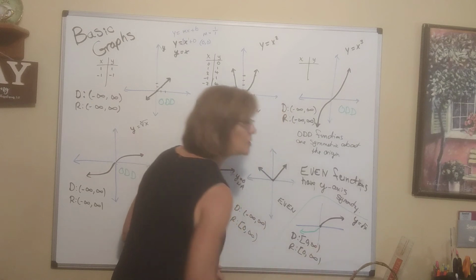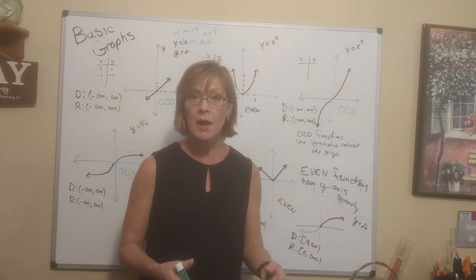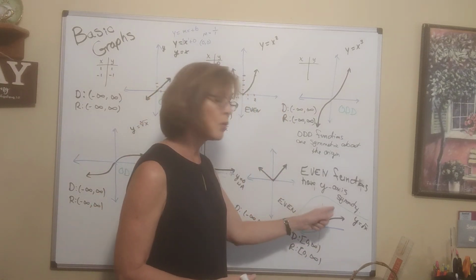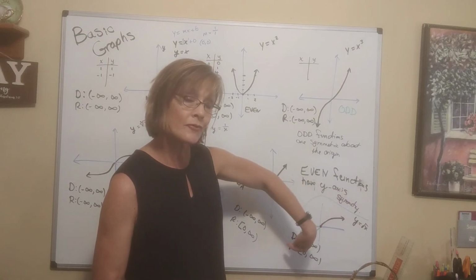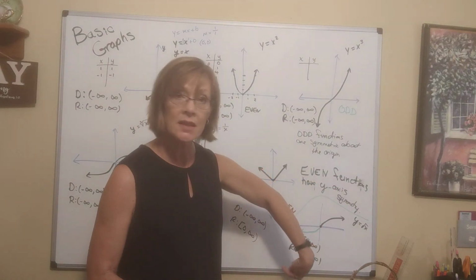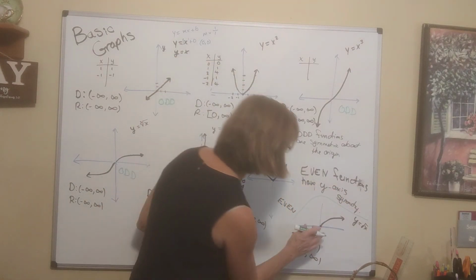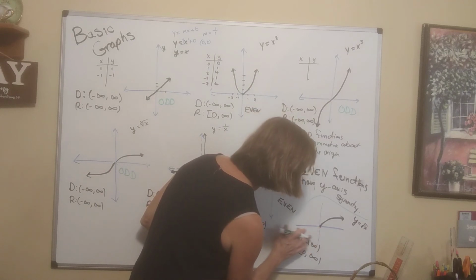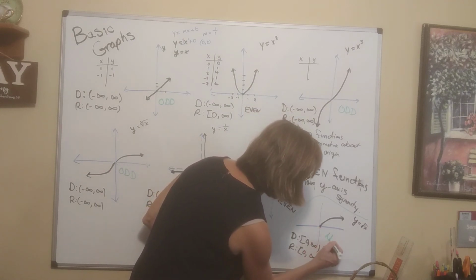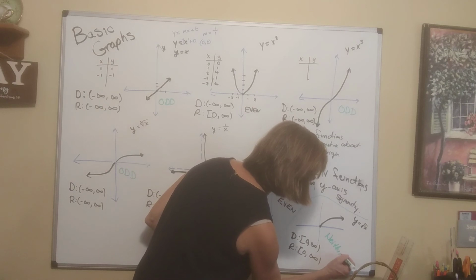Did this function land in its original spot? No, it didn't. It started in quadrant 1. It landed in quadrant 4. It did not land in the same place. So this is neither even nor odd. So this is neither one. That's all that means. Not even, not odd.